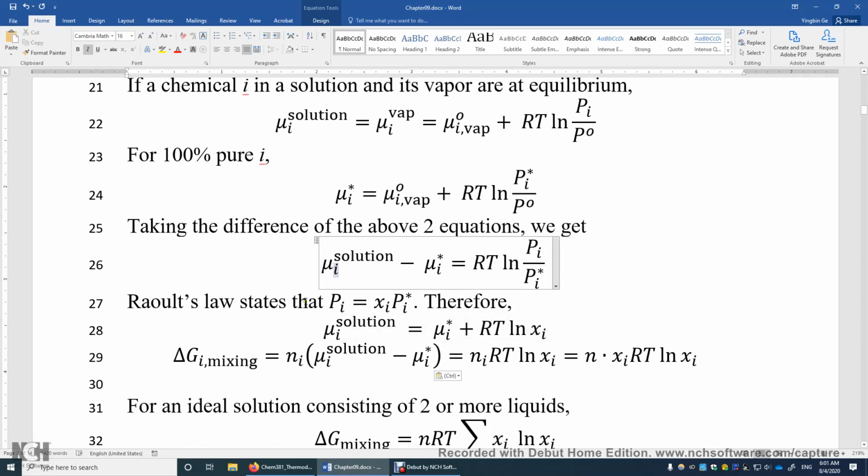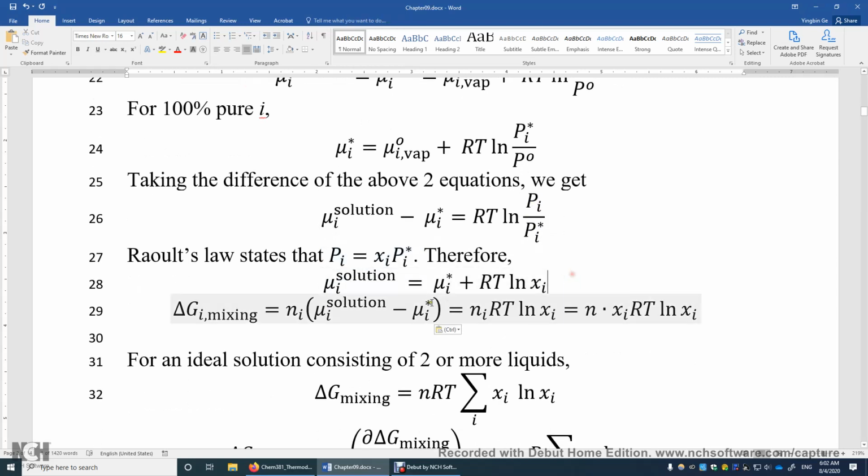Raoult's law states that the vapor pressure of component I is equal to its mole fraction in the solution times the vapor pressure of pure I. So we plug this in here. Pi star and Pi star cancel, and over here this becomes Xi. Therefore, the chemical potential of I in a solution is the chemical potential of pure I plus RT times the logarithm of the mole fraction of I.